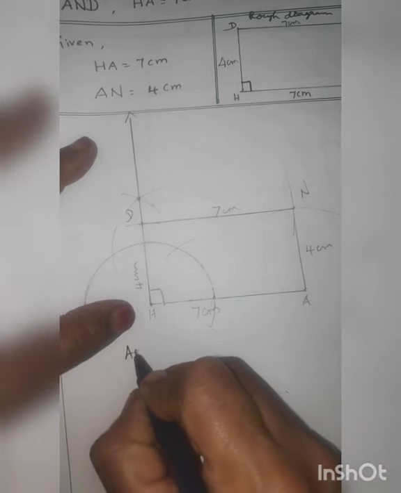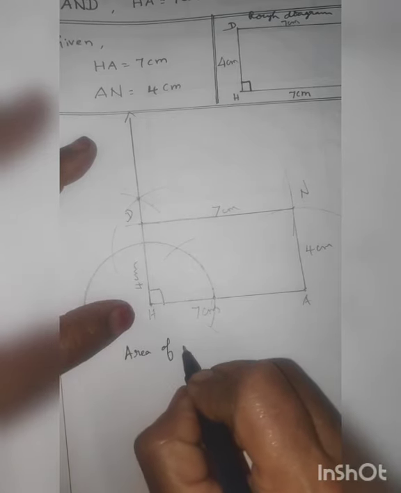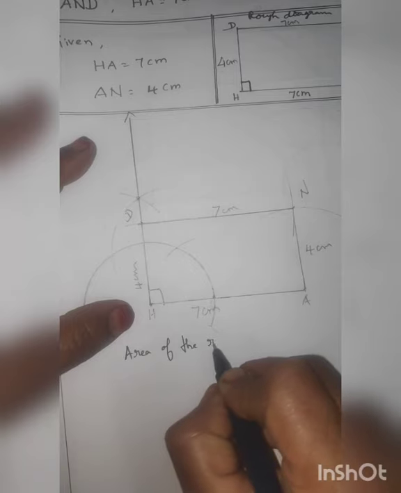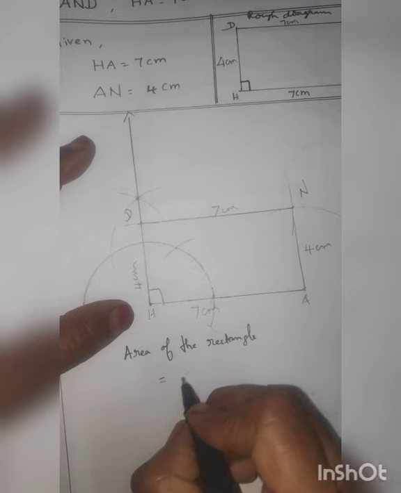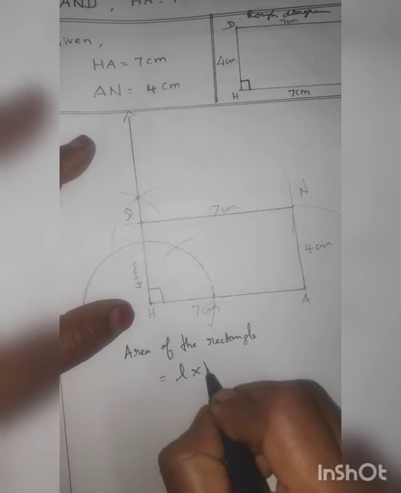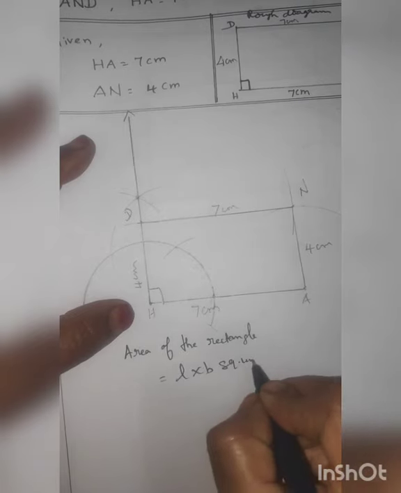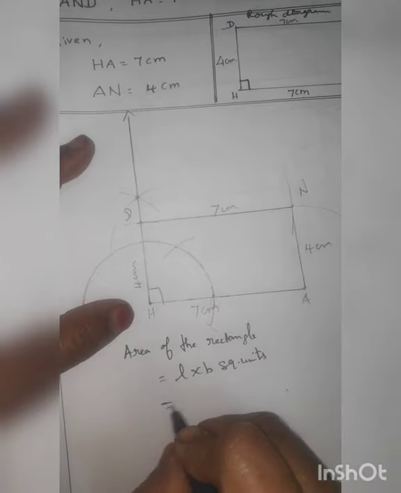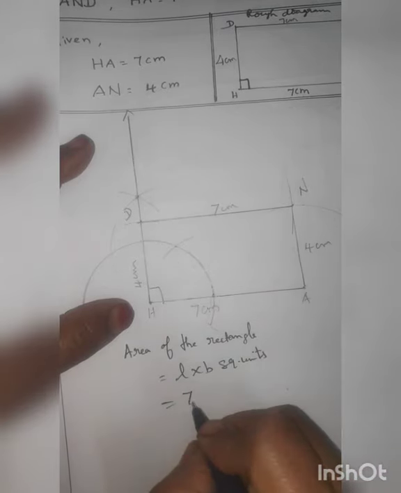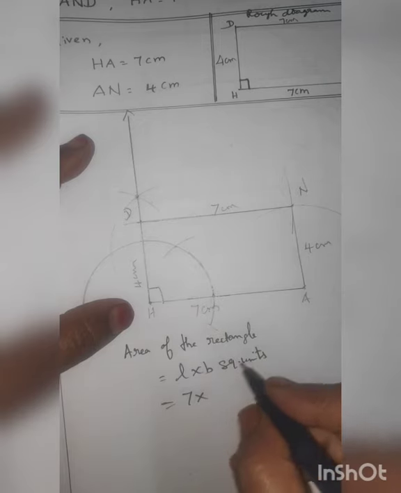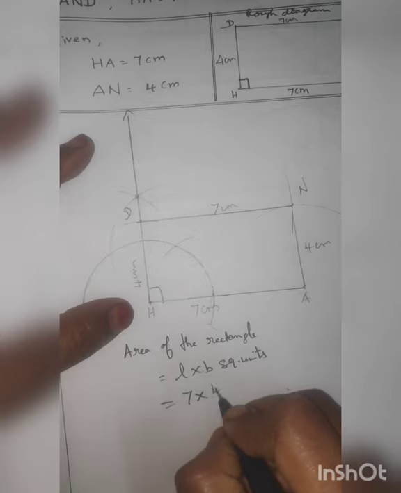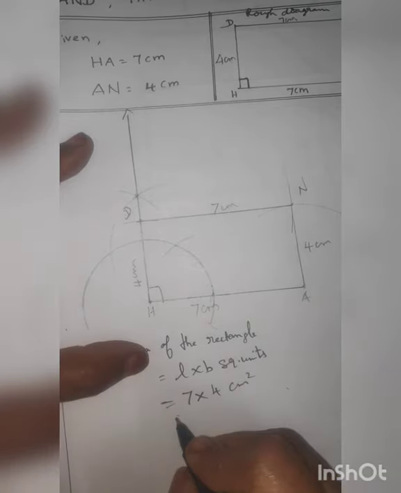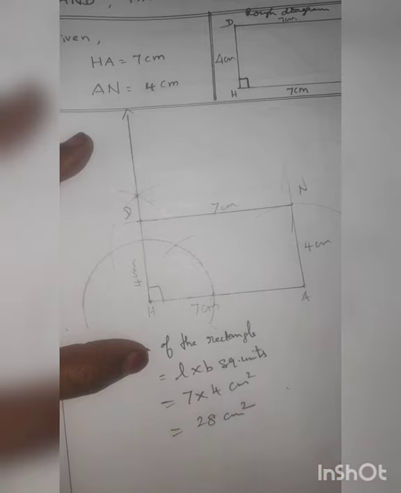7 centimeter, 4 centimeter. Next you write the area of the rectangle. Area of a rectangle equal to L into B square units. L value equal to 7 centimeter, B value equal to 4 centimeter. So L into B, 7 into 4 centimeter square. 7 fours are 28 centimeter square.